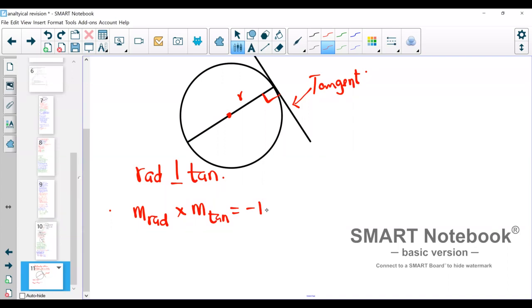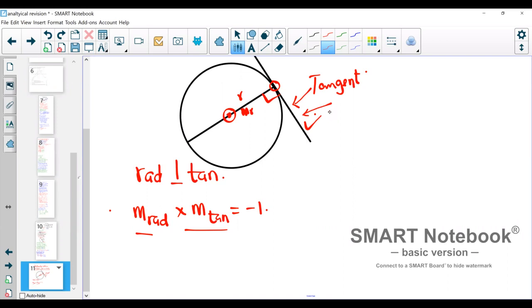Because examiners will now ask you to calculate the equation of a tangent. All right? They'll ask you to calculate the equation of a tangent. So m rad, that's why we had to do this grade 11 work quickly. m rad times m tan equals negative what? 1. All right, so you need that. And you can simply get the gradient here, m rad, and use that to get the gradient of the tangent, and then you work through.